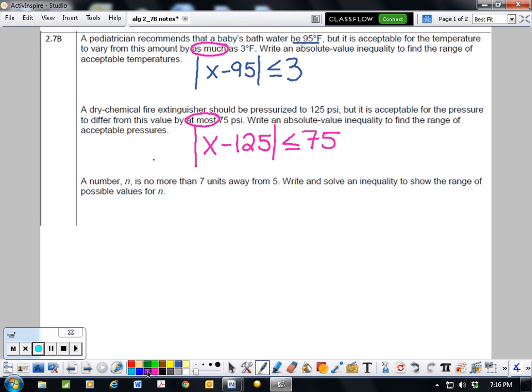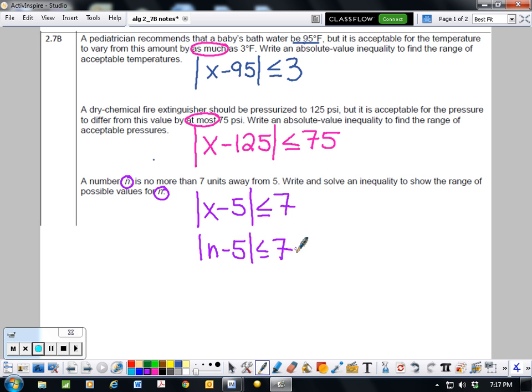Okay, our next one: a number is no more than 7 units away from 5. I'm going to start with my absolute value, my number, and its distance away from 5 can be no more than, so less than or equal to, 7 units. And then typically we should have used the number n because it said n, so let's go ahead and change that. So it is technically correct based on their instructions.